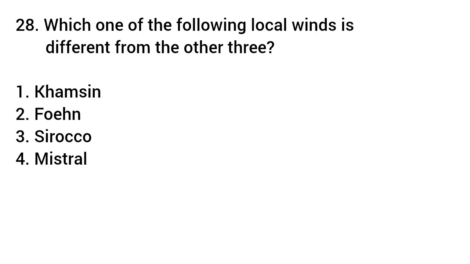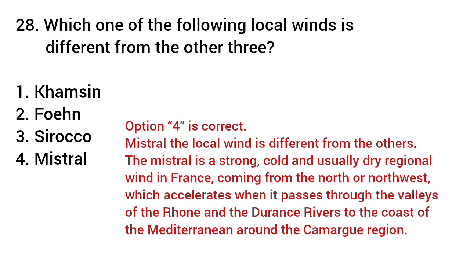Which one of the following local winds is different from the other three? Answer. Option 4 is correct. Mistral, the local wind, is different from the others. The Mistral is a strong, cold, and usually dry regional wind in France coming from the north or northwest, which accelerates when it passes through the valleys of the Rhone and Durance rivers to the coast of the Mediterranean around the Camargue region.